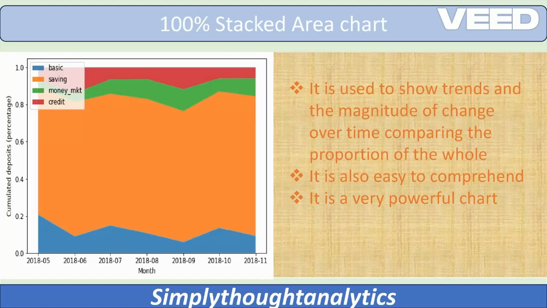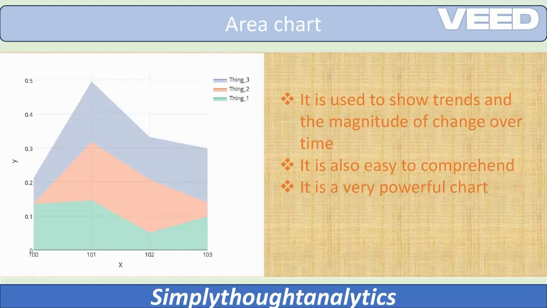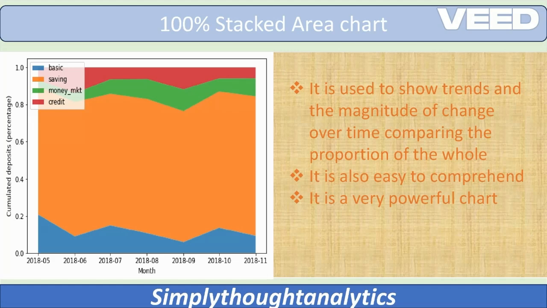Now, when we talk about area chart, we have what is called stacked area chart and what is called 100% stacked area chart. So the area chart you are looking at here is an example of stacked area chart, whereas the one you are seeing here is an example of 100% stacked area chart. So 100% stacked area chart is used to measure the trend and also the change over time, but we are going to be comparing each of the variables with other ones.